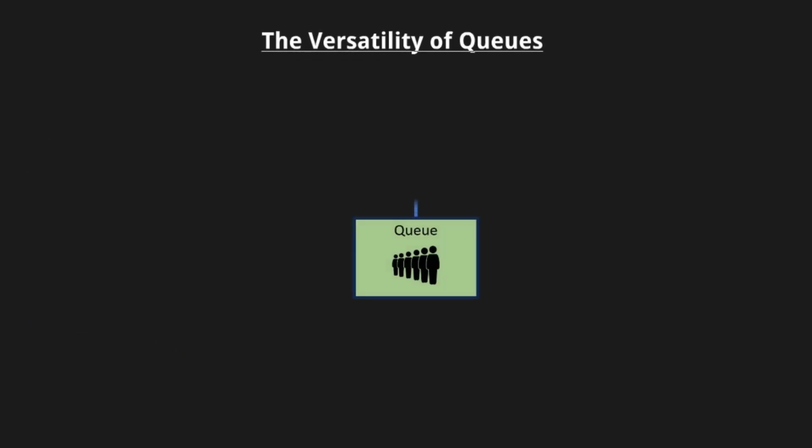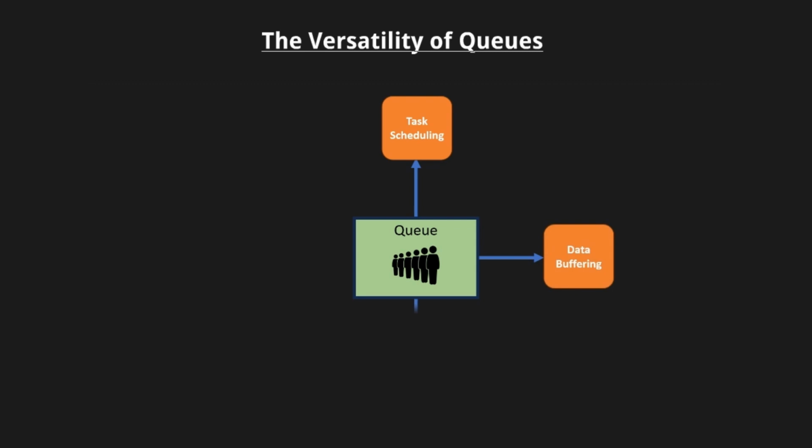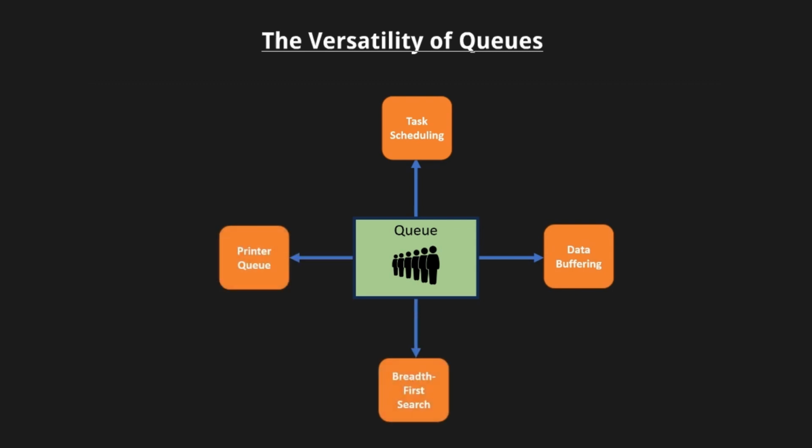Queues are indispensable in computing, managing tasks in first in, first out order. They optimize task scheduling, handle data buffering, assist in search algorithms, and much more. Their simplicity and orderliness make queues an essential tool in many applications.